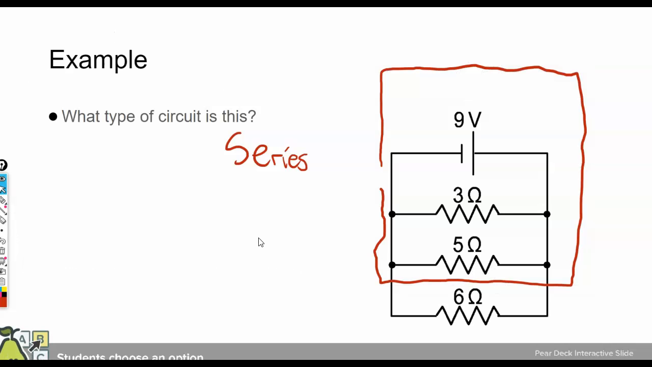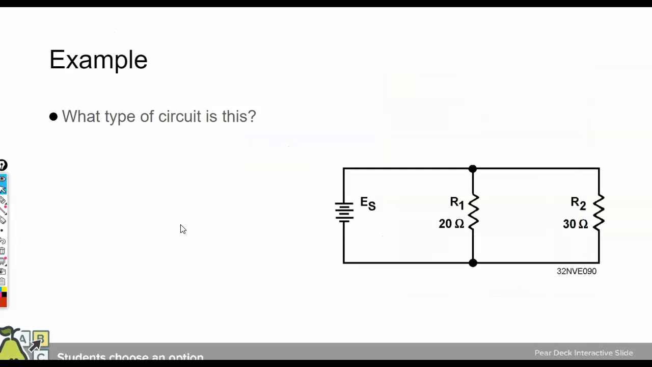All right, so next example in your notes. What type of circuit is this, series or parallel? Okay, so this is going to be a parallel circuit. And the reason it's parallel is because the current's going to come out, and then right here, it can split into two different paths. Because there's more than one pathway for the current to take, you know that it is a parallel circuit. Okay, so pause there if you need to write that down.